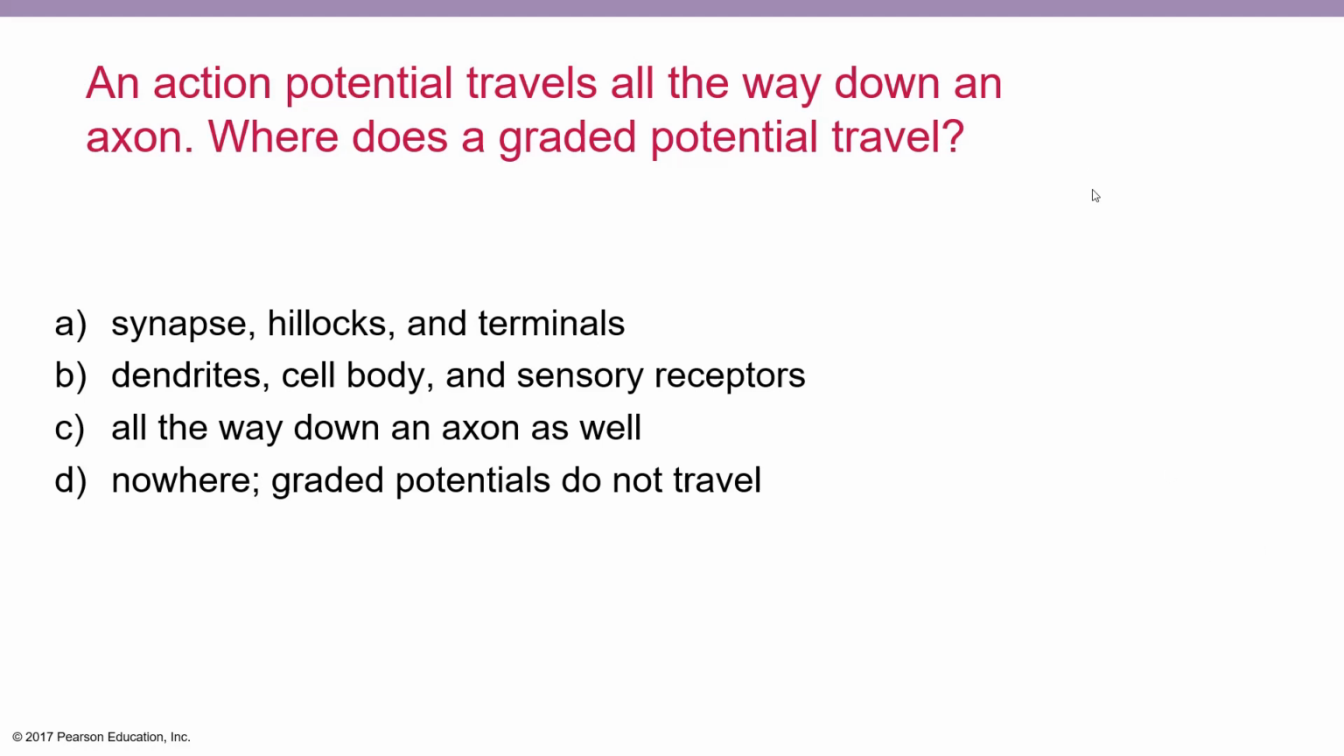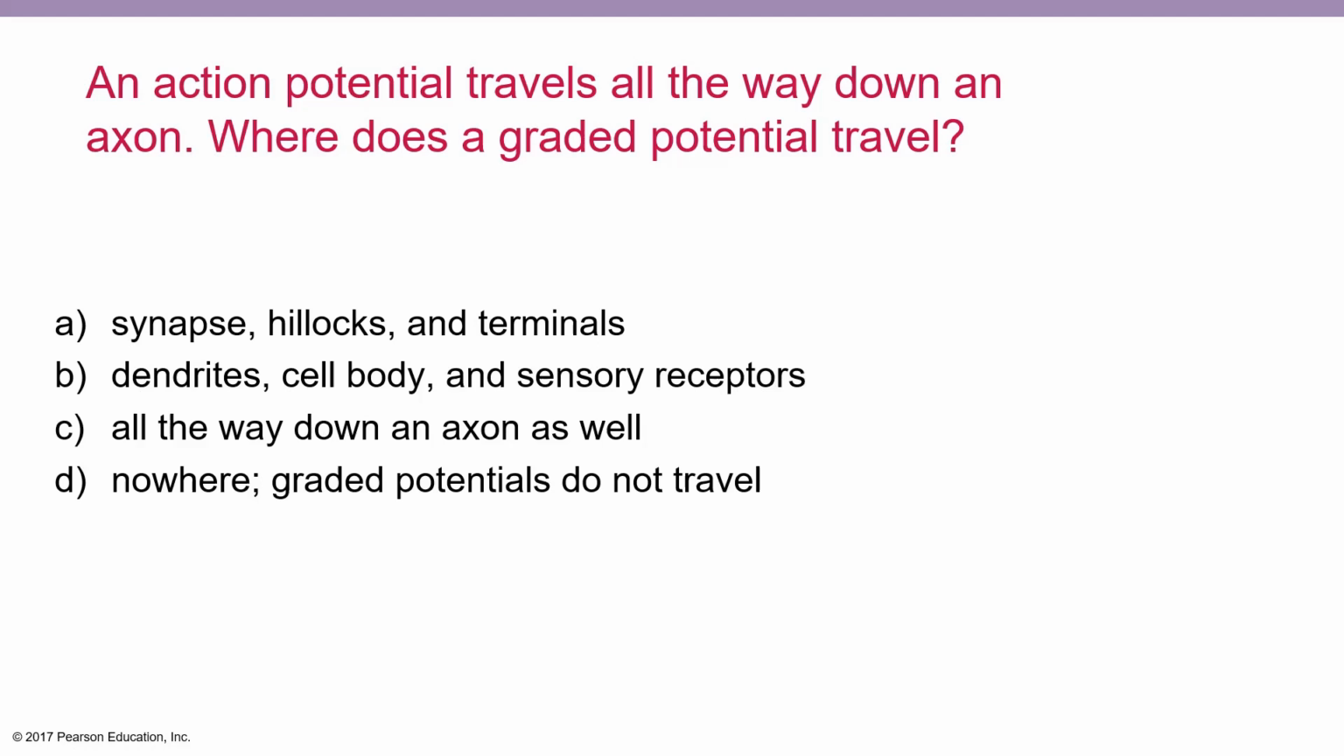So an action potential travels all the way down an axon. Where does a graded potential travel? Most of you went for B, dendrites, cell body, and sensory receptors. B is correct, so that's going to be the proximal part of the neuron.